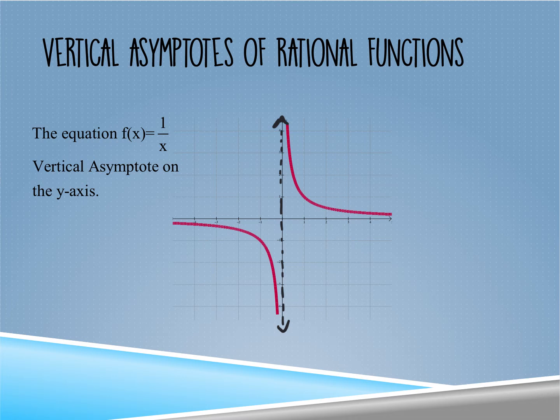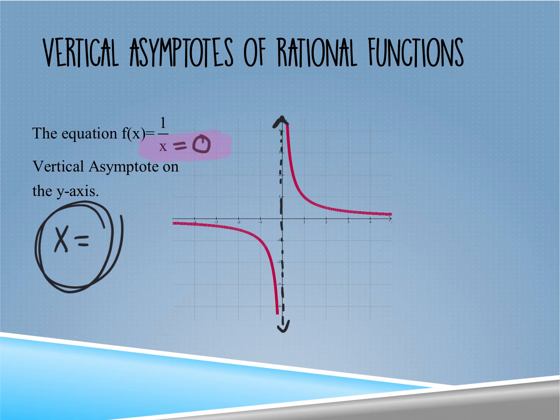Our vertical asymptotes are always going to be vertical lines, but are they going to be x equals or y equals when we have a vertical line? X equals. So our vertical asymptotes will always, always, always be x equals. To find the vertical asymptote, we would just set the denominator equal to 0.